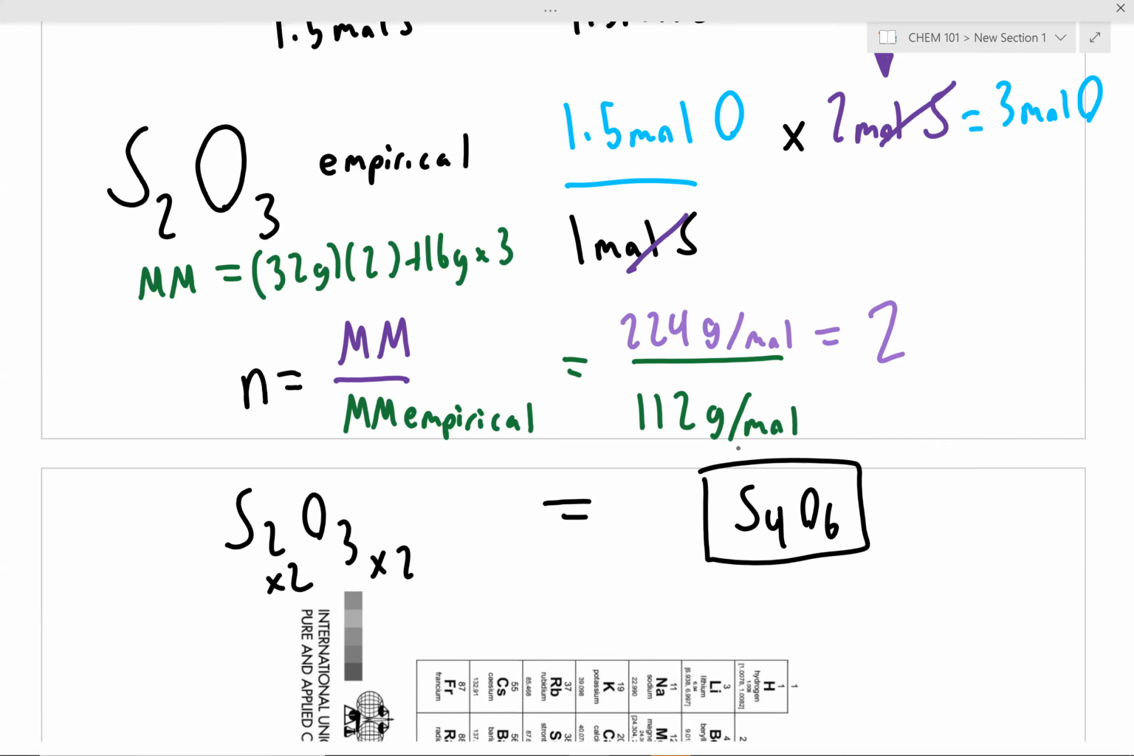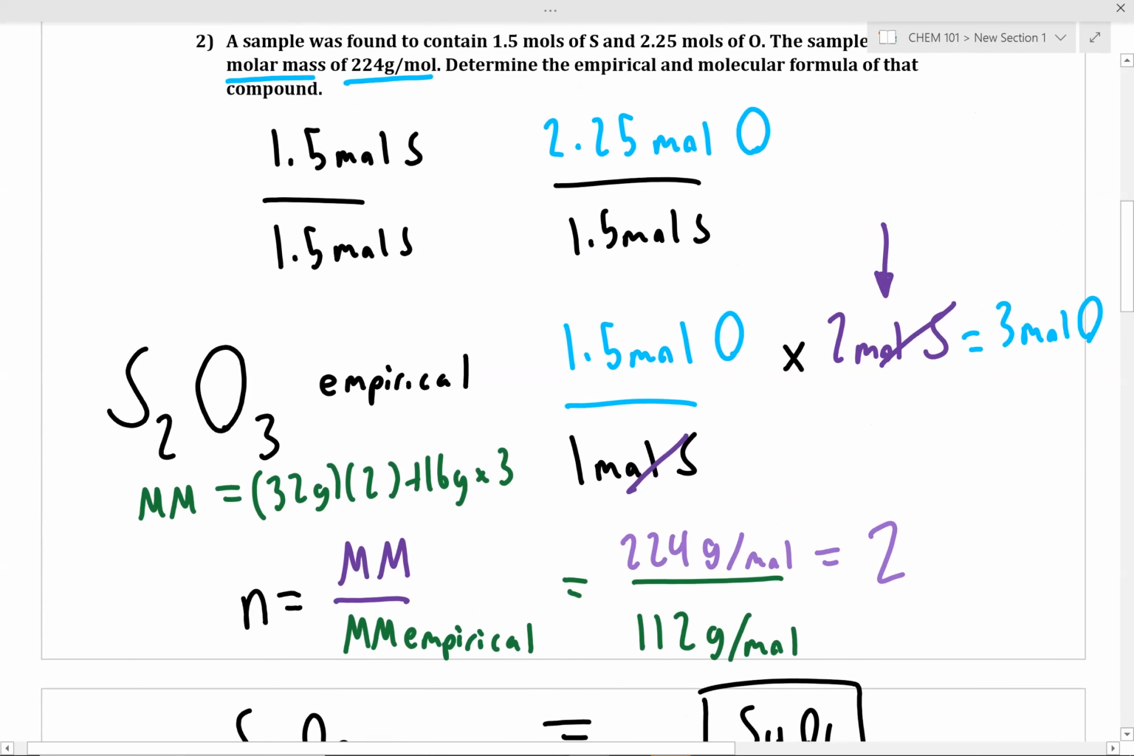Any questions on calculating the empirical and molecular formula from the moles? So just to recap once again, you write out the moles of each of your elements, you take the mole to mole ratio. Then you convert all of your decimals into whole numbers by multiplying by a common whole number quantity, in this case 2. Since our mole ratio is moles of oxygen to moles of sulfur, this 2 signifies the moles of sulfur in our empirical formula. After multiplying, we see we have 3 moles of oxygen and 2 moles of sulfur.